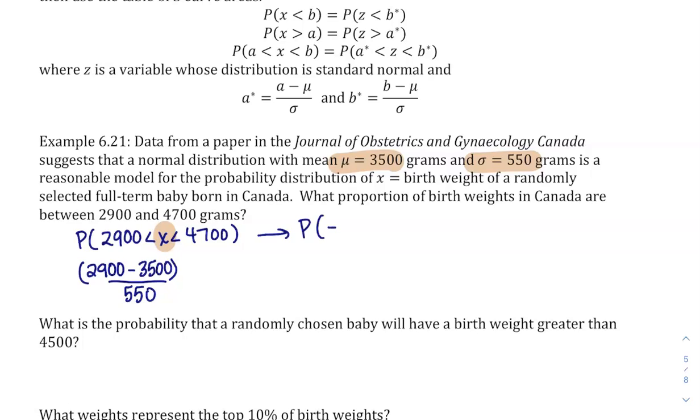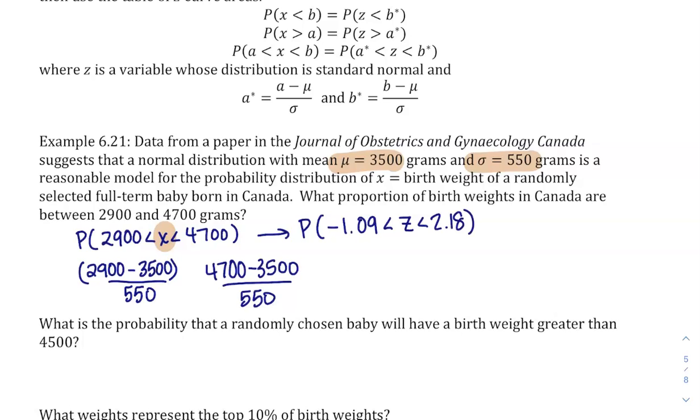So here we get negative 1.09, and 2 decimal places is plenty because that's all you have on the table. So negative 1.09 corresponds to 2,900, and we'll do this again for 4,700. If you get answers when you're doing this conversion that are not between -4 and 4, that's a key that you probably did something wrong, because you should be getting values that show up on the table. So 4,700 minus 3,500, then divide by 550, and you get 2.18. So now we're doing this problem.